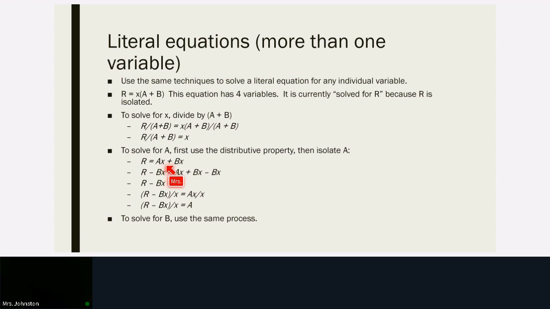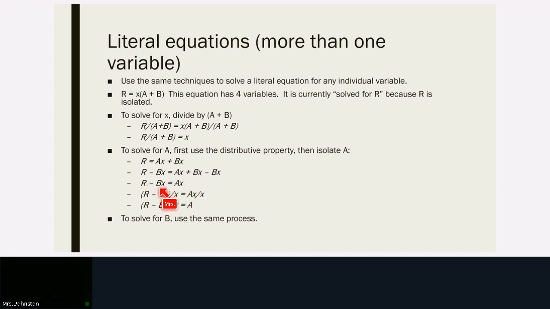X times a plus b would be ax plus bx. Now we can take away everything that is not a, and remembering to undo addition and subtraction first, I'm going to subtract the bx from both sides. So that becomes r minus bx, and the bx minus bx turns to 0, leaving just r minus bx equals ax. Now, remembering that I want a by itself, the only thing being done to it is multiplication by x, so I'll divide both sides by x.